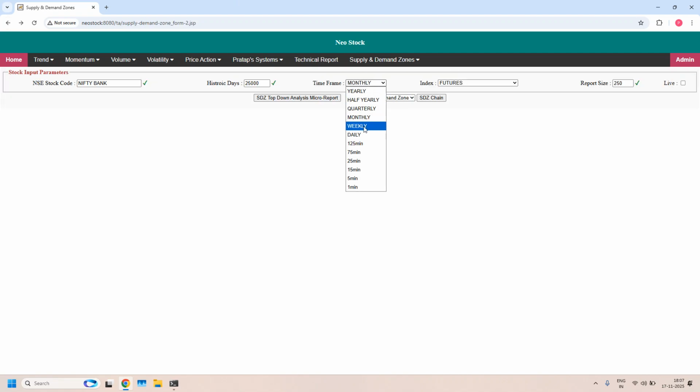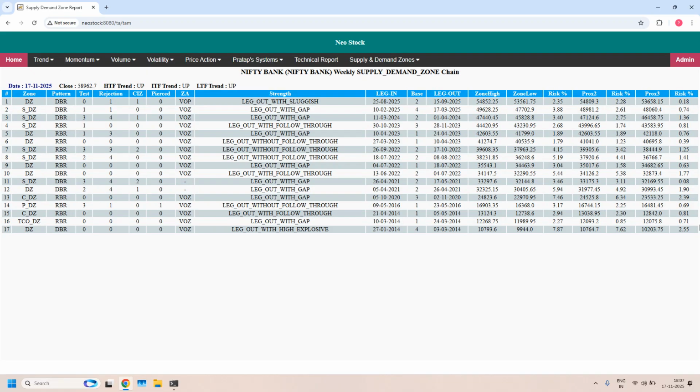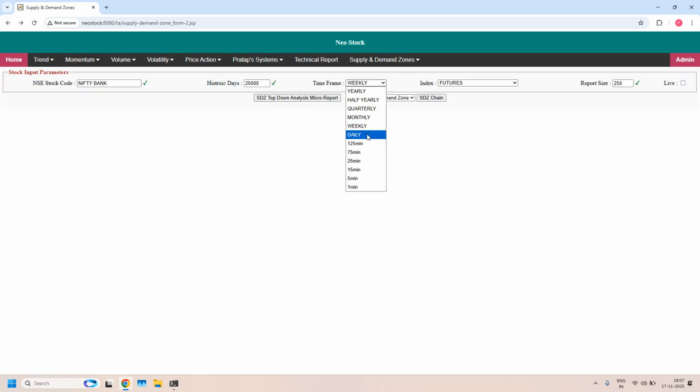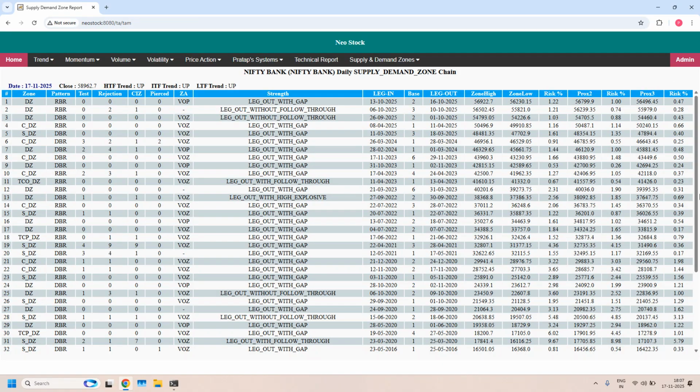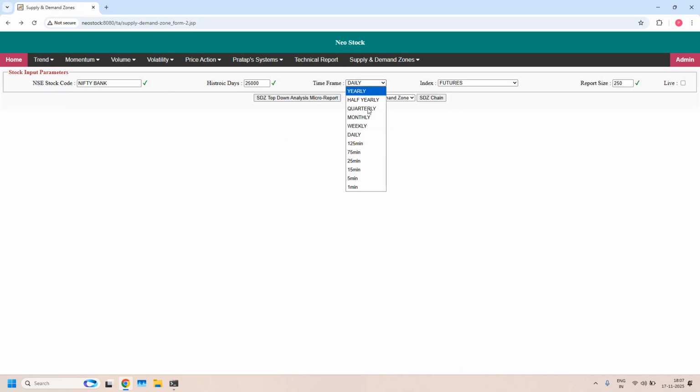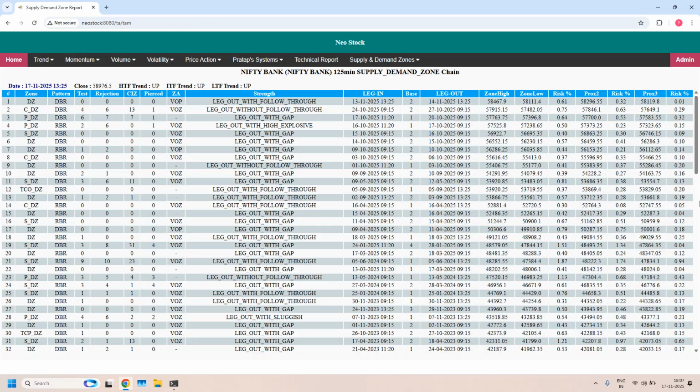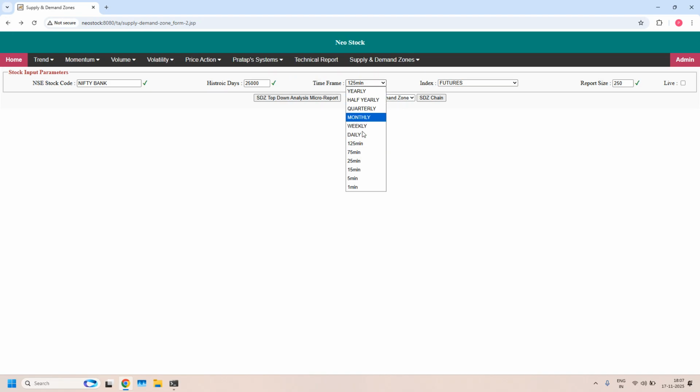Next, generating a weekly supply demand zone chain for BANKNIFTY. Next, generating daily supply demand zone chain for BANKNIFTY. Next, generating 125 minutes supply demand zone chain for BANKNIFTY. Next, generating 75 minutes supply demand zone chain for BANKNIFTY.